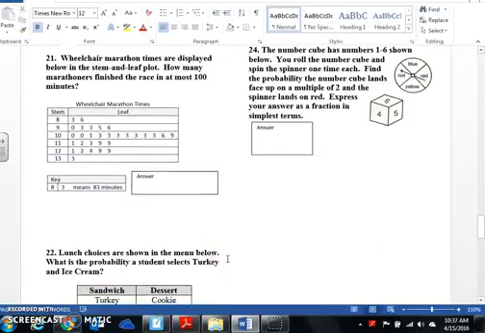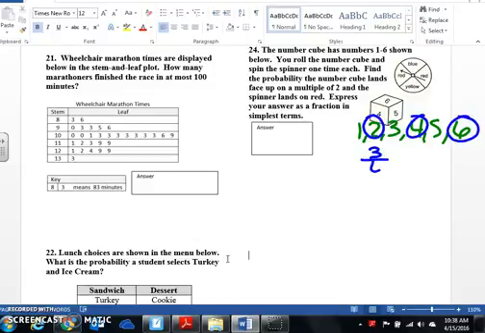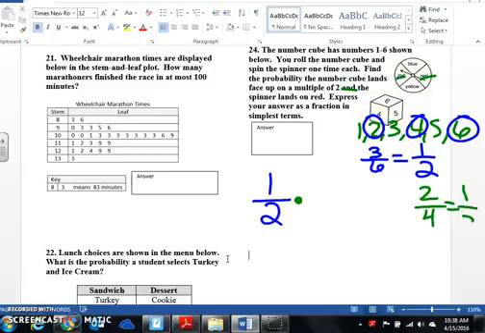24. The number cube has numbers 1 through 6 shown below. You roll the number cube and spin the spinner one time each. Find the probability the number cube lands face up on a multiple of 2. All right, so for our cube, these are the sides of a cube. Multiples of 2 are 2, 4, 6, 8, 10, and so forth. So 2, 4, 6. That's 3 out of a possible 6, which reduces down to 1/2. So that's 1/2 times, and the spinner lands on red. I've got 2 different red sections out of 4, which also reduces down to 1/2. 1 times 1 is 1, 2 times 2 is 4. So I have a 1/4 chance.